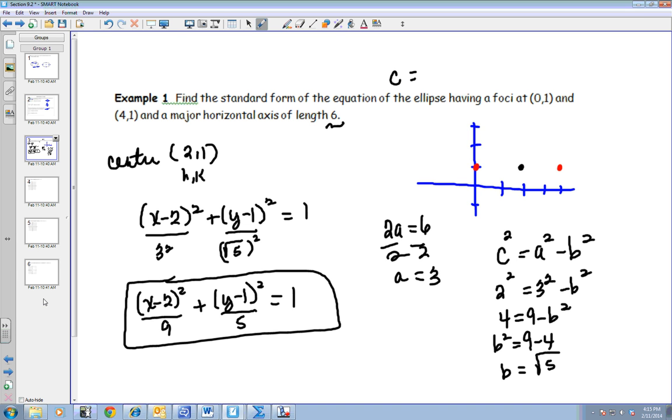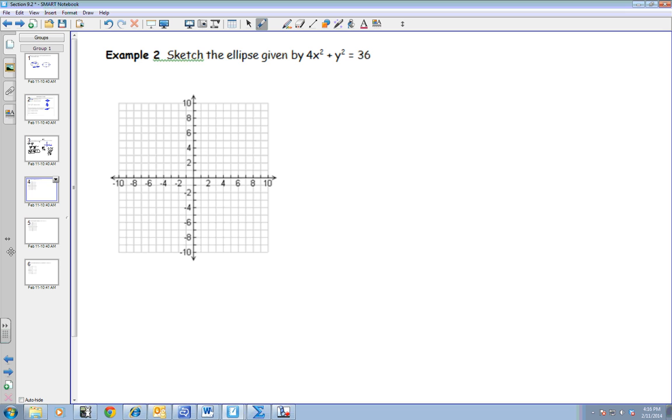Okay, example 2. Sketch the ellipse given by 4x squared plus y squared equals 36. So first of all, we should automatically recognize that this is not set equal to 1. And it always has to be set equal to 1. So if it's not, we're going to divide by whatever number this is because we want this to be 1. So I'm going to divide everything by 36. So when I simplify this, I get x squared over 9 plus y squared over 36 equals 1.